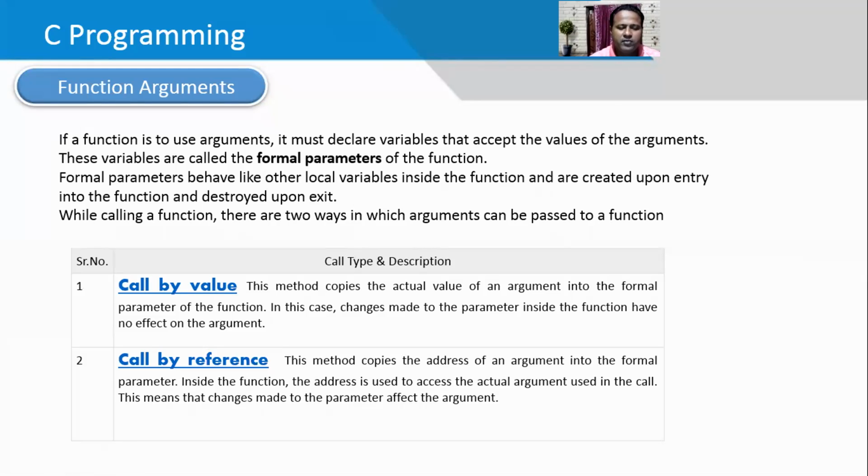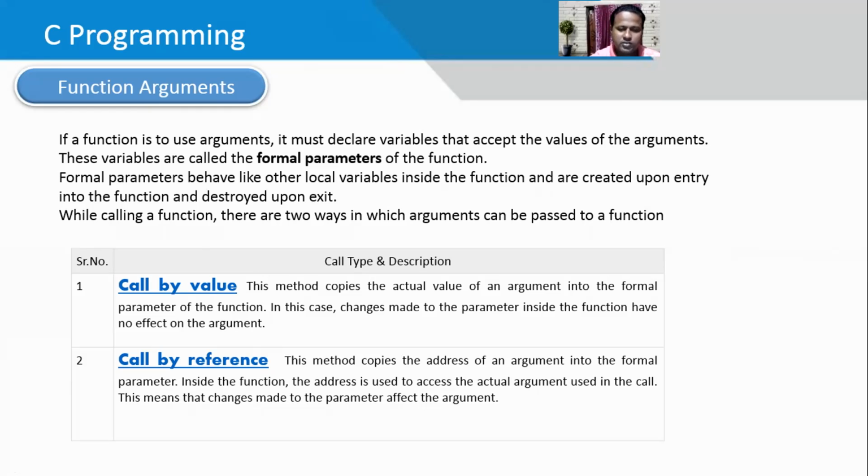Formal parameters behave like other local variables inside the function and are created upon entry into the function and destroyed upon its exit. While calling a function, there are two types in which arguments can be passed to a function. One is call by value, another is call by reference. So when you are calling a function, you can call it in two ways: by using call by value, or by using call by reference.